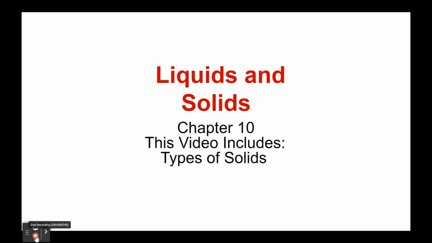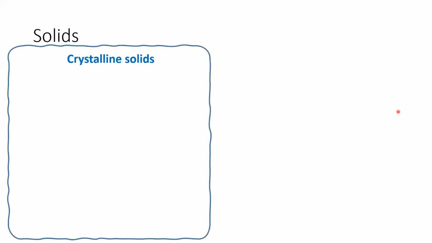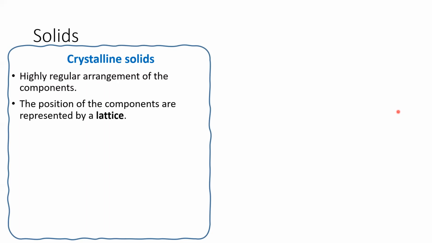Hello, this video includes information on types of solids. We're going to deal a little bit with different types of solids. So when we look at solids, one type we might see is called a crystalline solid. Crystalline solids have a very regular pattern to their arrangement, and the pattern is made up of what are called lattice positions. The smallest repeating unit is called a unit cell.